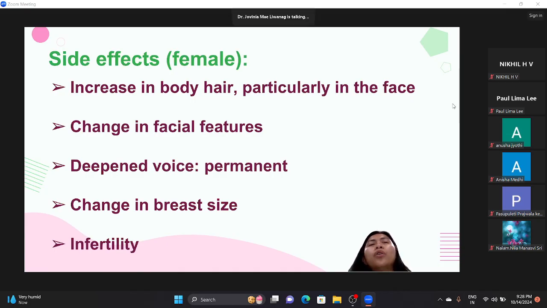Number one, in females there will be an increase in body hair, particularly in the face. Change in facial features, deepening of voice. The deepening of voice in virilization is permanent. It's not reversible. There will also be a change in breast size and, not the least, infertility.